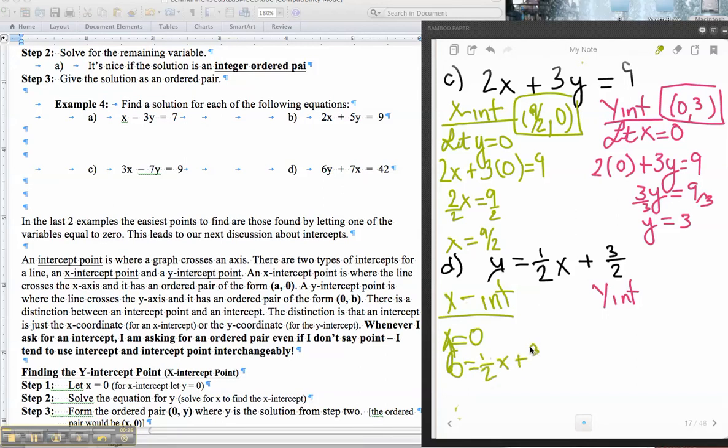Now it's totally up to you. You could actually clear this equation of fractions if it's better for you. I'm going to add the opposite of positive 3/2 to both sides, so I'm going to get negative 3/2 is equal to 1/2 times x, and then I'm going to multiply both sides by 2. I can cancel those 2's, and so from there, I'm going to get that x is equal to a negative 3.